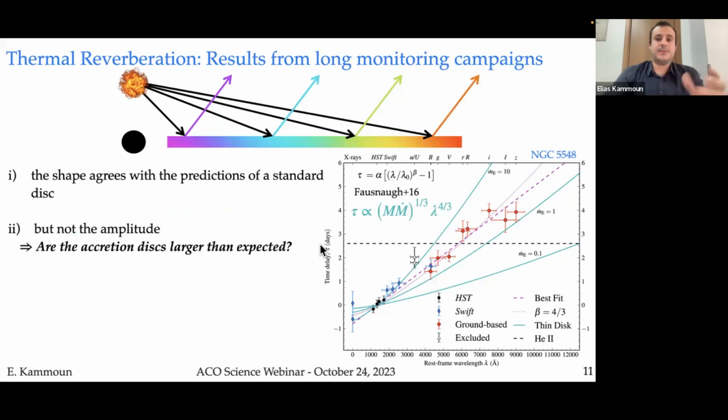So the first conclusions from this long monitoring, here I'm showing only NGC 5548, but for most of the sources that have been monitored, we see more or less the same behavior. So we see that the shape of the time lags agrees with the standard disk, so with the lambda to the power 4/3 that is thought to be, but not the amplitude. We need much more amplitude. So practically many people were suggesting that could it be that the accretion disks are larger than expected, or in other terms, that the accretion rates are much higher? That's one very important question because it questions all the known physics of AGN, and maybe that we are missing something.